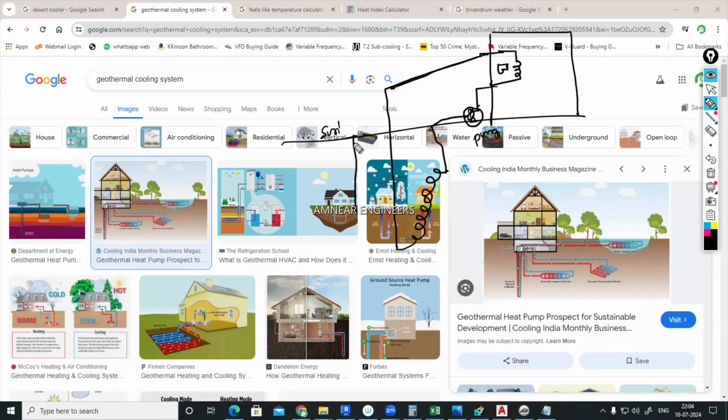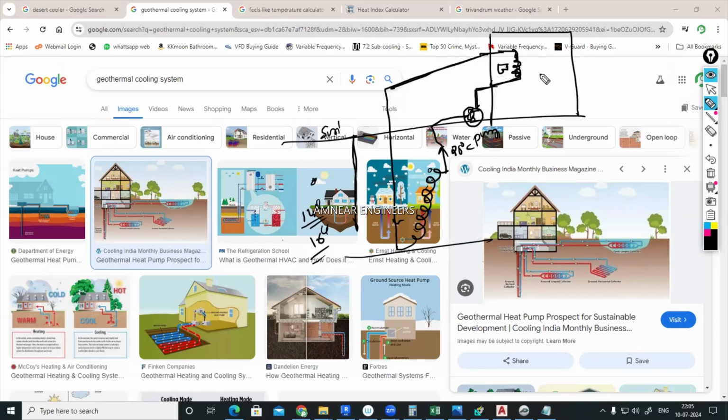From the earth's surface, as the depth increases, the temperature of the soil stays lower, for example in the range of 10, 14, 15 or 16 degrees. That we can utilize. How? Inside this coil, which is a closed loop, we fill water. The pump takes this water through the cooling coil, and the circulating water temperature will be, let's say, 20 degrees Celsius.